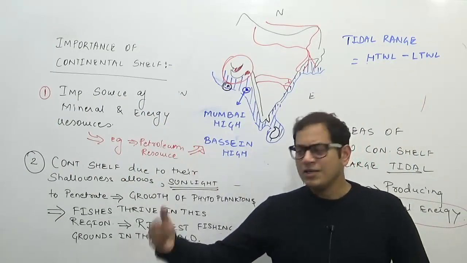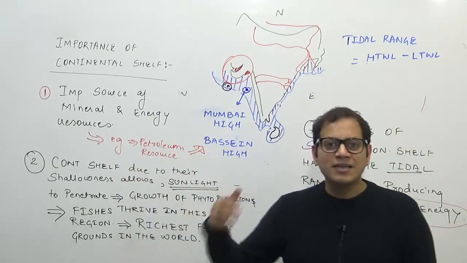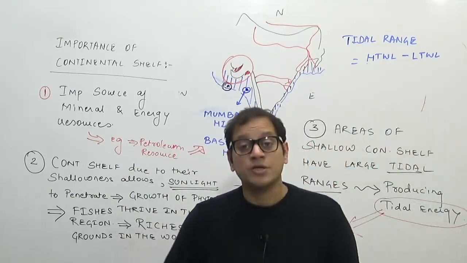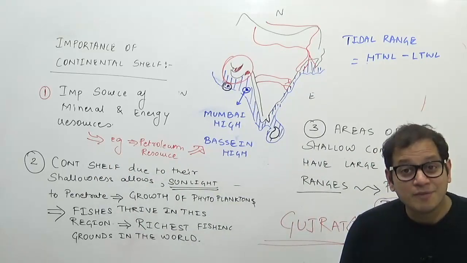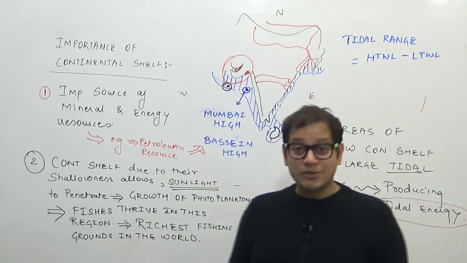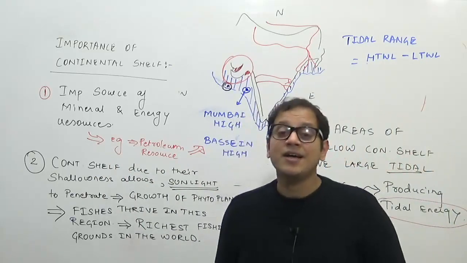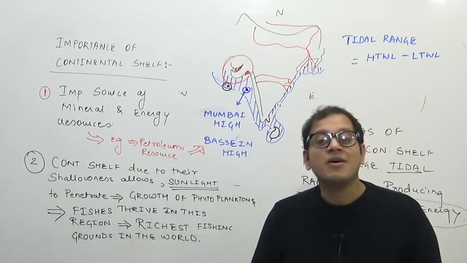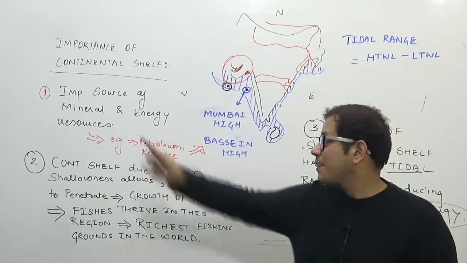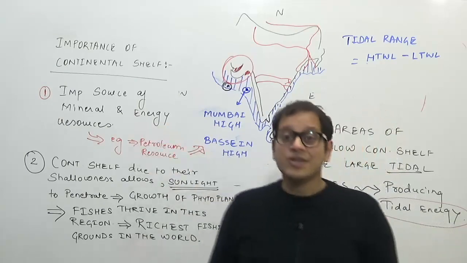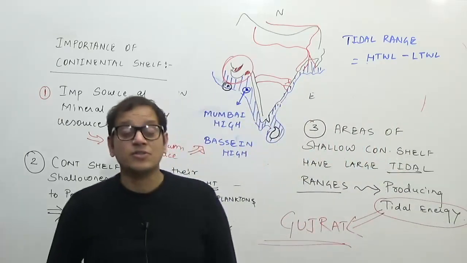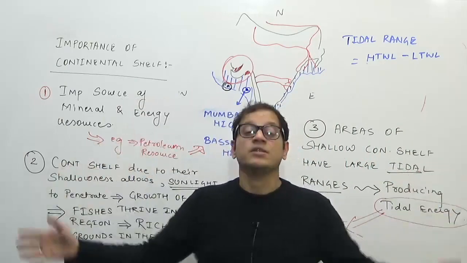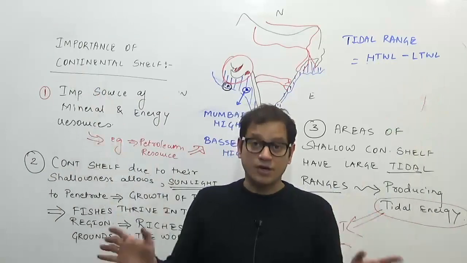Then Gujarat, then Maharashtra. These are the areas where there is a wider continental shelf. Therefore fish production is also higher here. Where is a large amount of petroleum energy, where are large petrochemical plants, chemical industry in India? Gujarat and Maharashtra along the western coast, Mumbai region. Why? Because it allows exploration of minerals. And third is even the energy. So, the continental shelf is the economically most important region. That was the importance of a continental shelf.